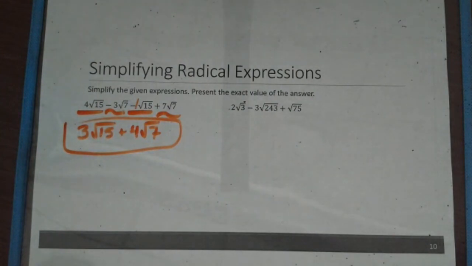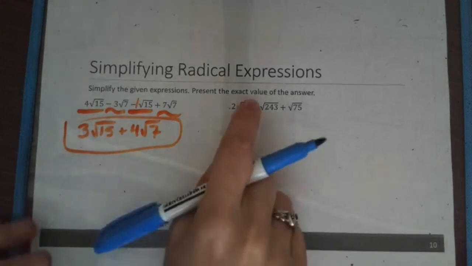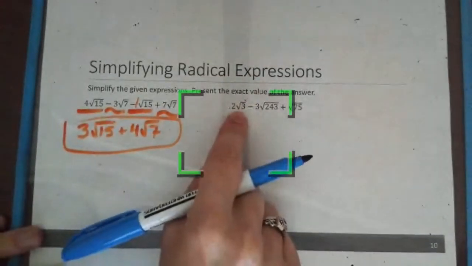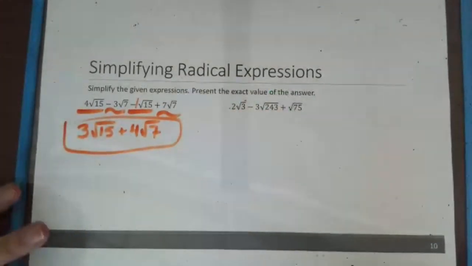In the next one, we're looking at 2 times the square root of 3 minus 3 times the square root of 243 plus the square root of 75. Now it looks like we can't do anything with this because none of them appear to be like terms. But what we need to check is if any of these radicals simplify. So the square root of 3 can't be simplified, but maybe 243 can.